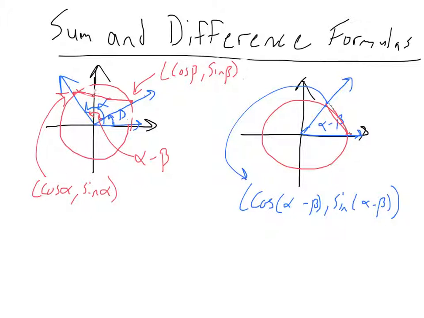So what's going to be true is the chord that runs between these two points should be the same length as the chord that runs through these two points, because both are unit circles, theoretically, and these chords of the circle have the same central angle, alpha minus beta, in both cases. So this chord and this chord should be equal in length, which makes sense.